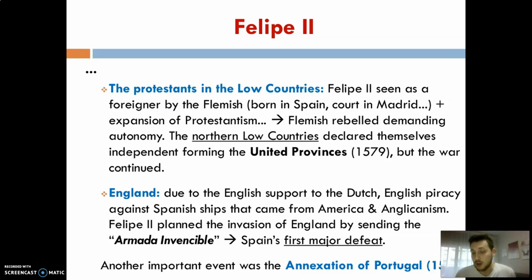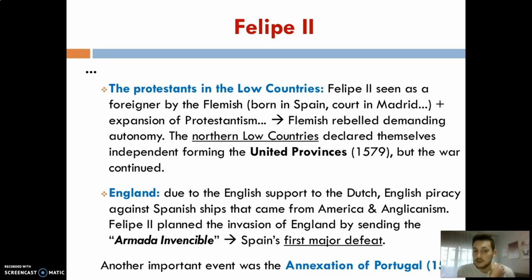Well, this is the region of the actual Netherlands. We can see how the Netherlands wanted to be Protestant, and on the other hand, Belgium remained Catholic. Okay, against England, there was a well-known situation called the Armada Invencible, because Philip II was really angry, really mad due to the English pirates, or corsairs.